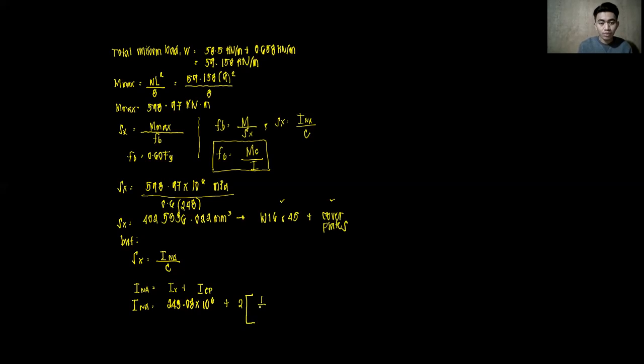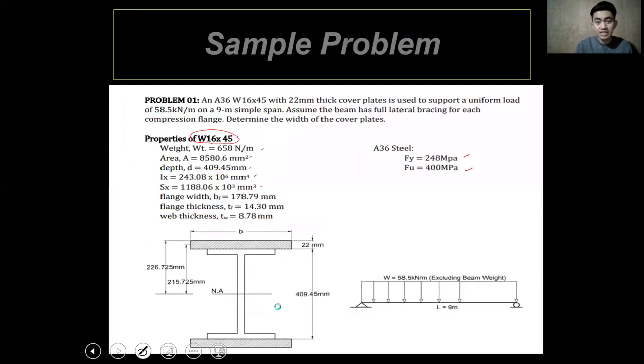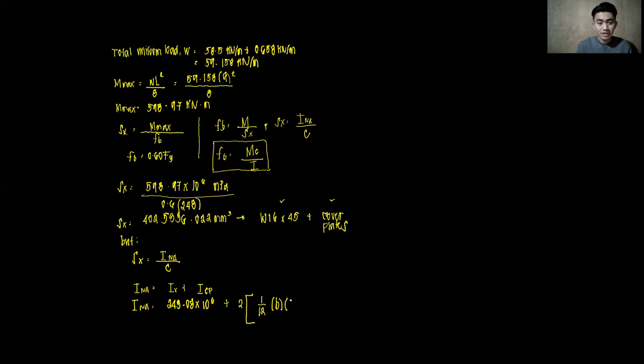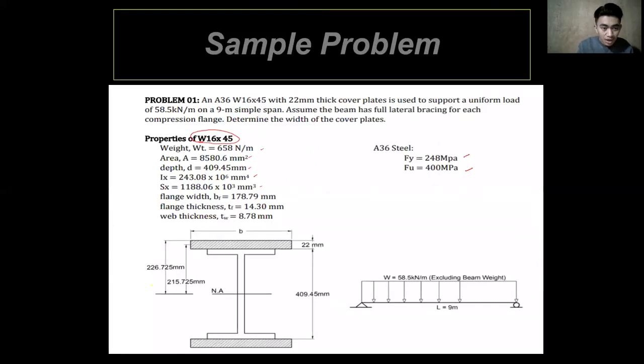1 all over 12 times the base times h. What is h for the cover plate? That is 22 millimeters. 22 cube. So 1 all over 12 b h cube plus the area. What is the area? That is 22b times its distance from the centroid. What is the distance from the center of our cover plate to the neutral axis? It's already listed here, 215.725.